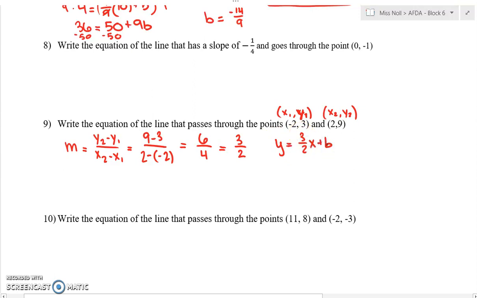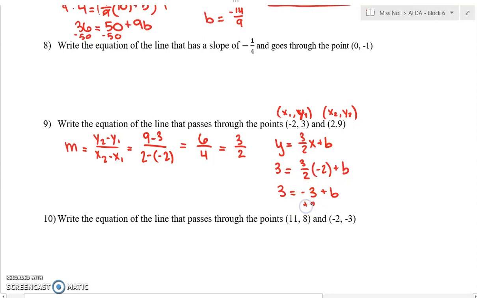And again, I need to take one of the points and use those x, y values. Now it doesn't matter which point I choose, I just have to make sure I choose one of them and stick with it. So I'm just going to go ahead and pick the first one, plug in 3 for y, and negative 2 for x. So I have 3 equals 3 over 2 times negative 2 plus b, solving for b here. This is nice because the 2 and the negative 2 basically cancel out. I mean, the negative stays there, but I have 3 equals negative 3 plus b.